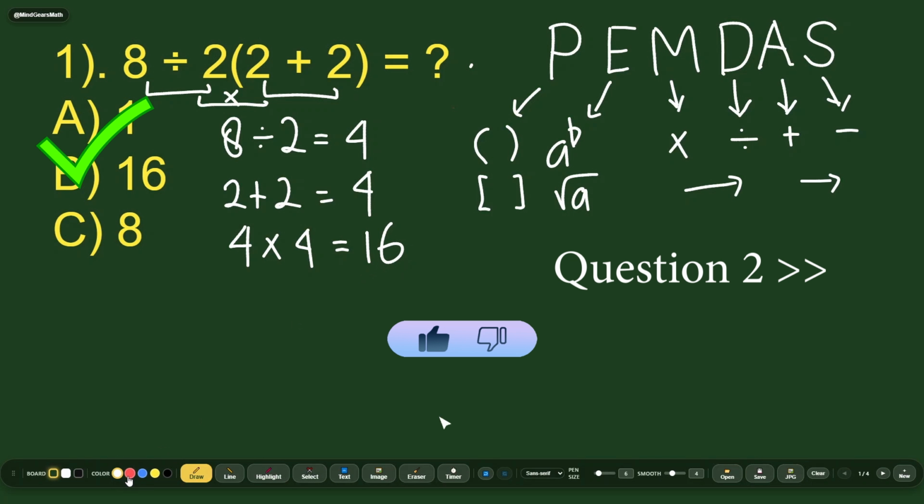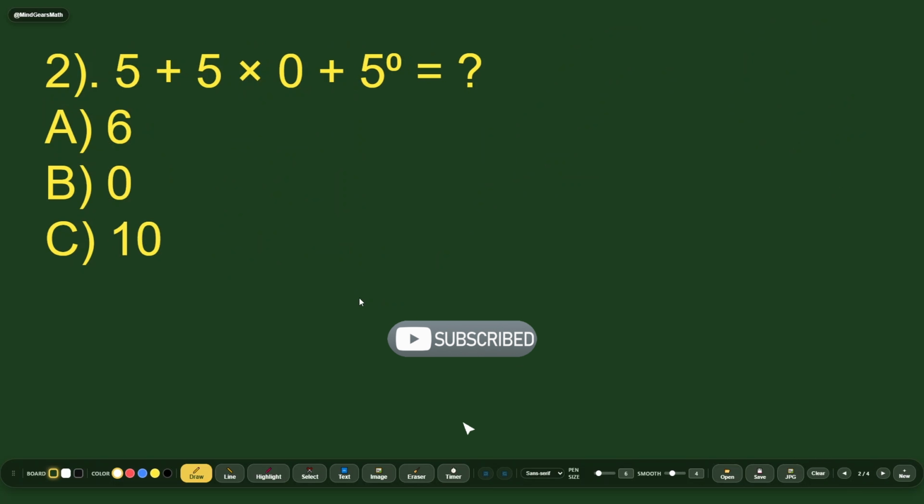Now let's move to the second question. 5 plus 5 times 0 plus 5 to the power of 0. Can you solve it? Many people solve it this way.